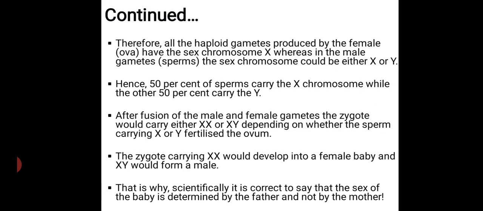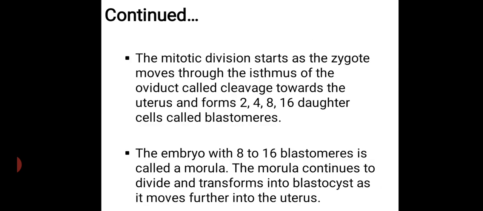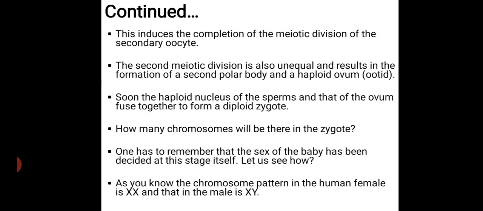It changes into the second after the second meiotic division. After the second meiotic division, the second polar body is released along with the haploid ovum. Haploid ovum means it has half the number of chromosomes. So the haploid nucleus of the sperm will fuse with this haploid ovum, and that will lead to the formation of a diploid zygote.